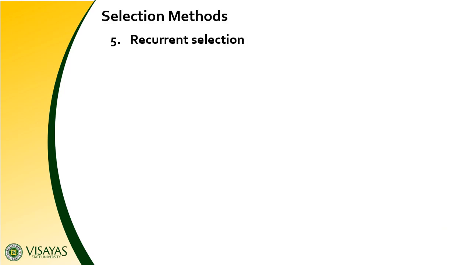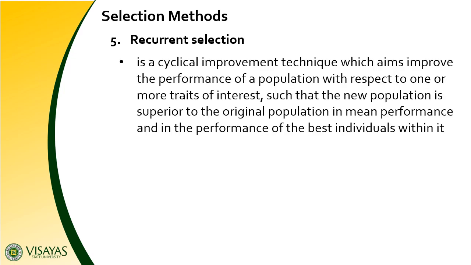So now let's proceed to the 5th selection method. So you have here the recurrent selection. So this is a cyclical improvement technique which aims to improve the performance of the population with respect to one or more traits of interest, such that a new population is superior to the original population in mean performance and in the performance of the best individual within it.